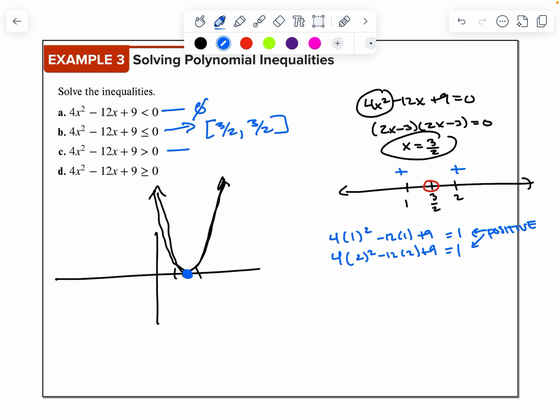Where is it strictly greater than 0? It's strictly greater than 0 from here to here, and then from here to here. Here it's equal to 0, right? It's not greater than 0. So it's strictly greater than 0 from negative infinity to 3 halves, and then from 3 halves to infinity. And where is it greater than or equal to 0? Well, it's greater than or equal to 0 here. It's equal to 0 here, greater than or equal to 0 here. So that's from negative infinity to infinity.